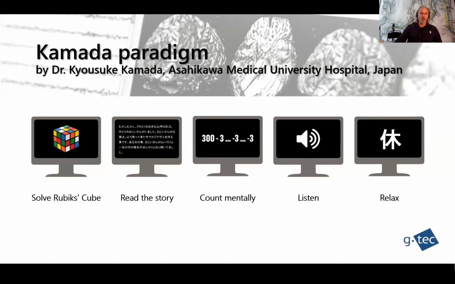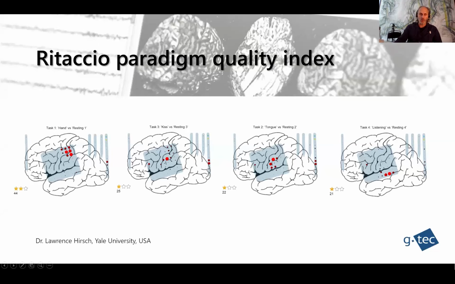And then we also worked together with Dr. Kamada. And the Kamada paradigm includes solving a Rubik's Cube for the finger region, reading a story in Japanese language, of course, so that we get reading. Then a person has to do mental arithmetic to get the mathematical center, very important in Japan, of course. Then the person has to listen to a Japanese story in this case. This is the relaxation symbol for getting baseline activity.